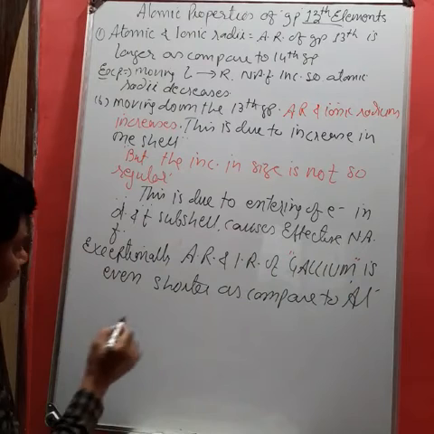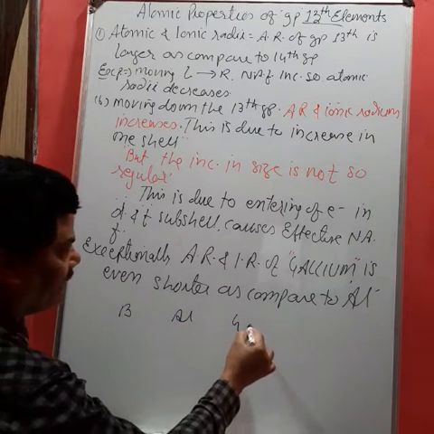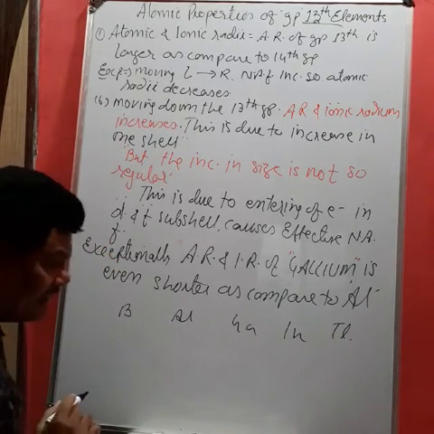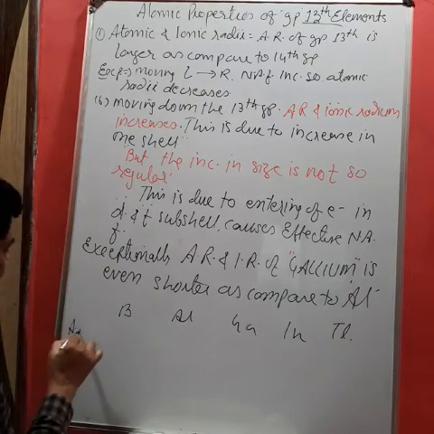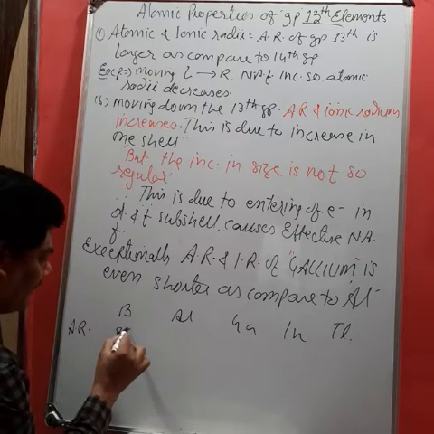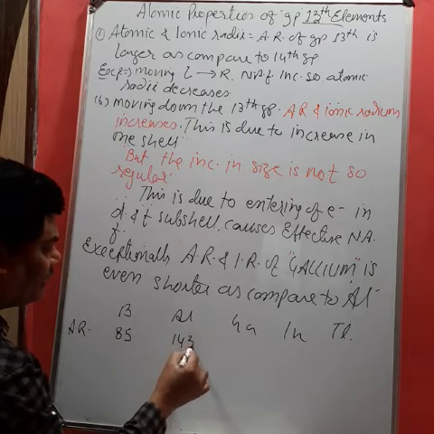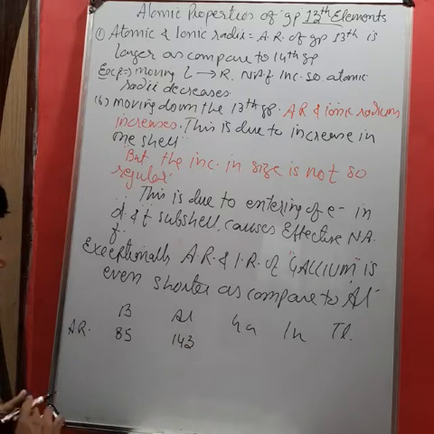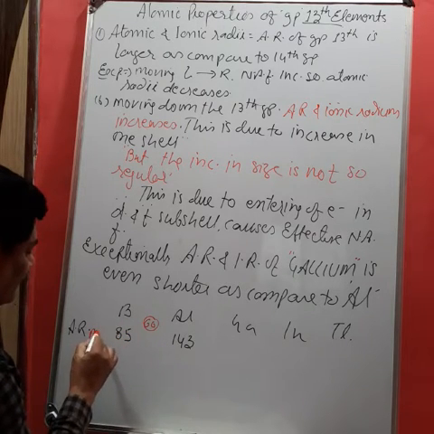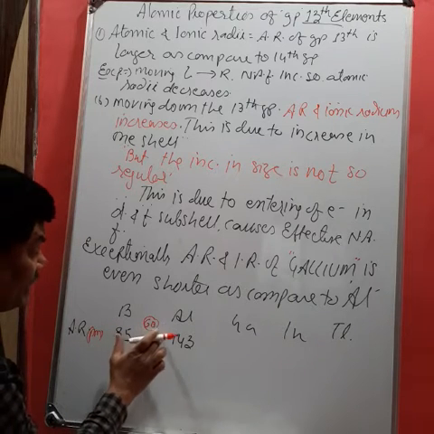Like here I am writing boron, aluminum, gallium, indium and thallium. These are the 5 elements. Now I am writing its atomic radius. Atomic radius of boron is 85. Okay, while the atomic radius of aluminum is 143. You can observe here approx 60 picometer difference is there. It is given in picometer. The difference is of 60 picometer.